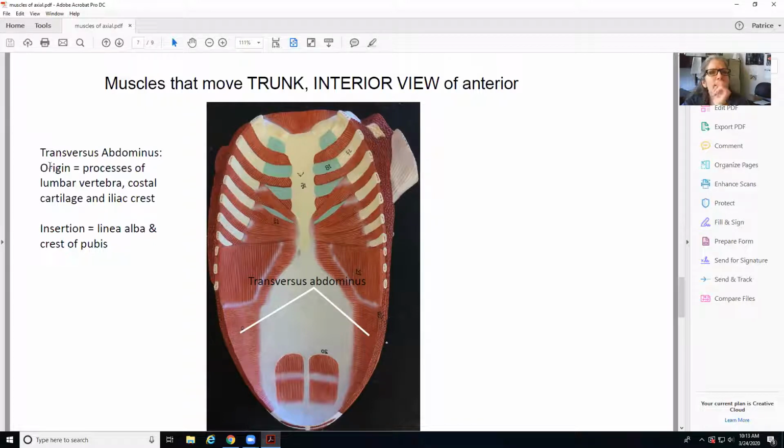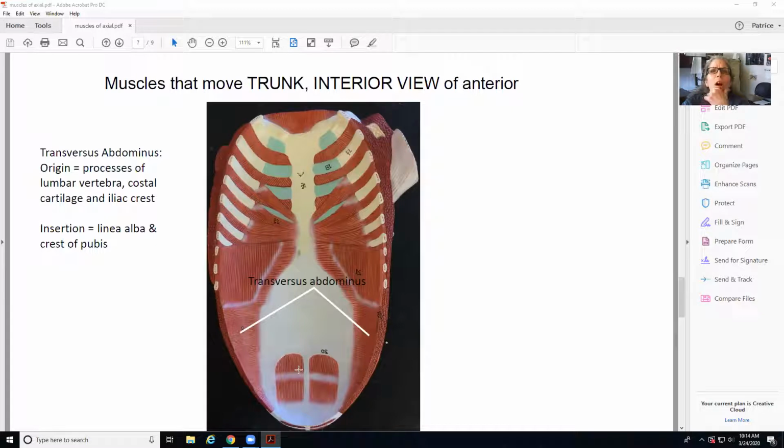These have some amazing origins. So, you know, be cautious of that. I often don't ask them, but the origin, because it's a very broad muscle, is all along lumbar vertebra in the back, because it wraps all the way around, and the costal cartilage in front and iliac crest. So its insertion is on the linea alba, which is this white line that we're seeing in the middle, and the crest of the pubis, so again, in the front.